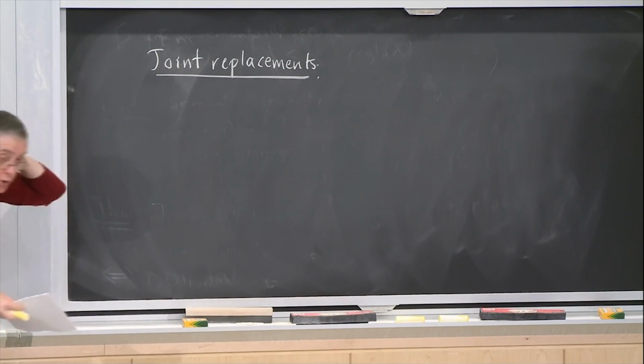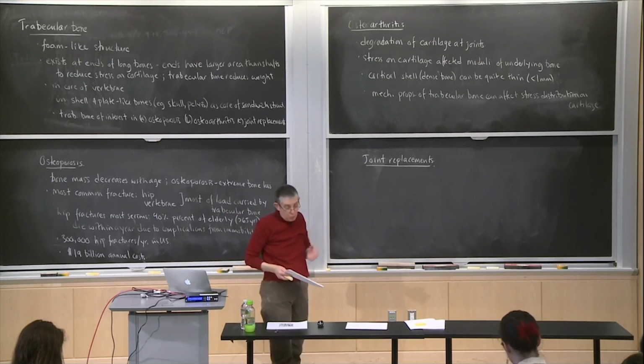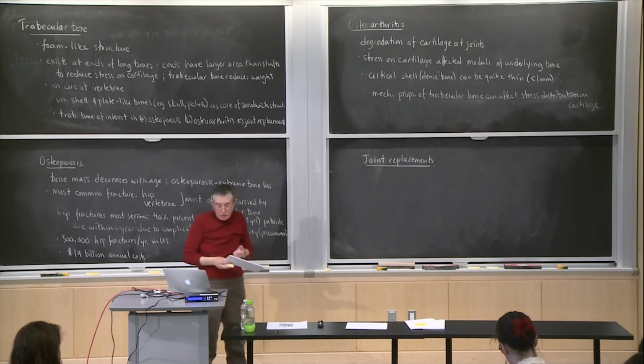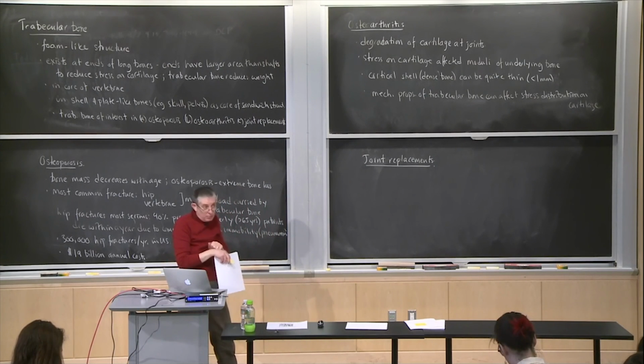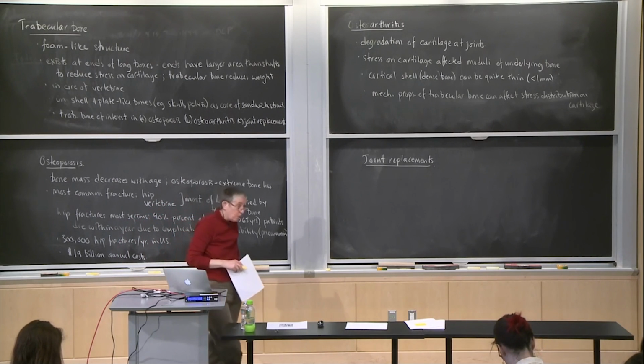And if osteoarthritis gets particularly bad, then sometimes people have joint replacement. So when it gets really bad, the cartilage is degraded completely, and the bone's rubbing on bone, and that's quite painful. And when it gets to that point, people generally have a joint replacement.